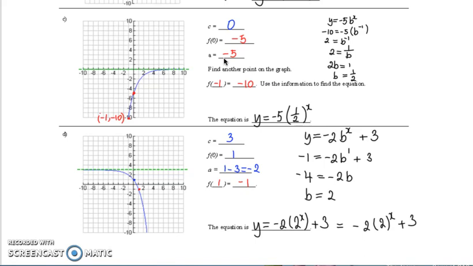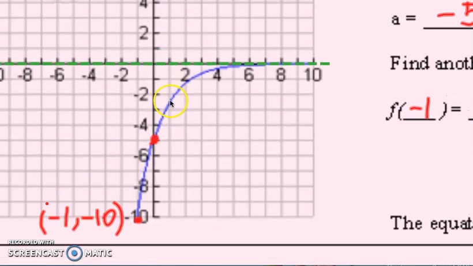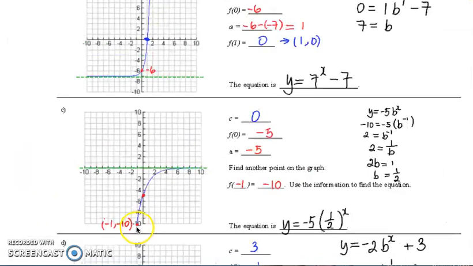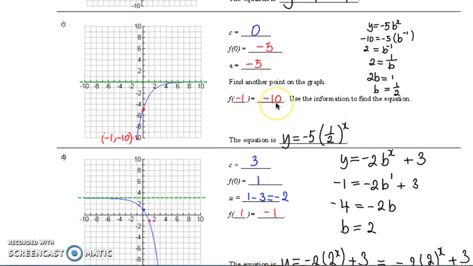You need to find another point to figure out b. In the last two examples, we used f of 1, but on this graph, if I make this a little bigger, well, f of 1 is not exactly -3. So it may not be the best point to use. But we can see that the point (-1, -10) is exact. So in this case, I can use the point (-1, -10) to find b.